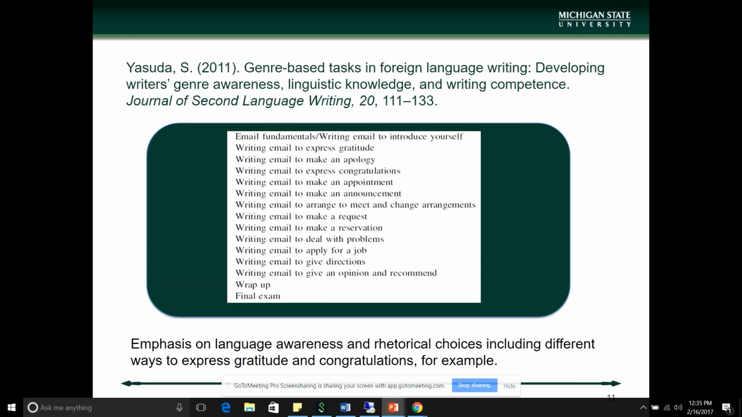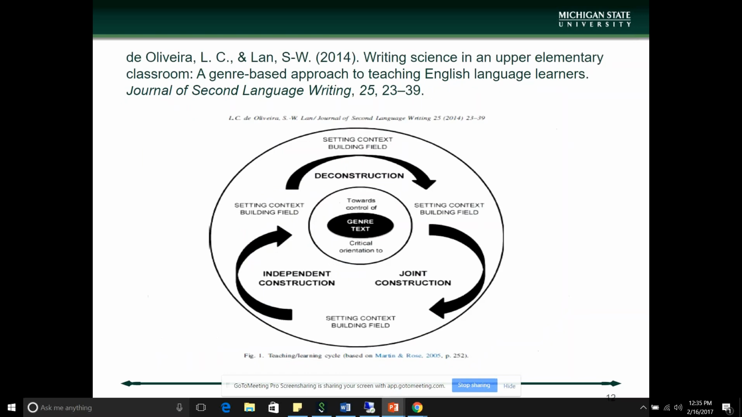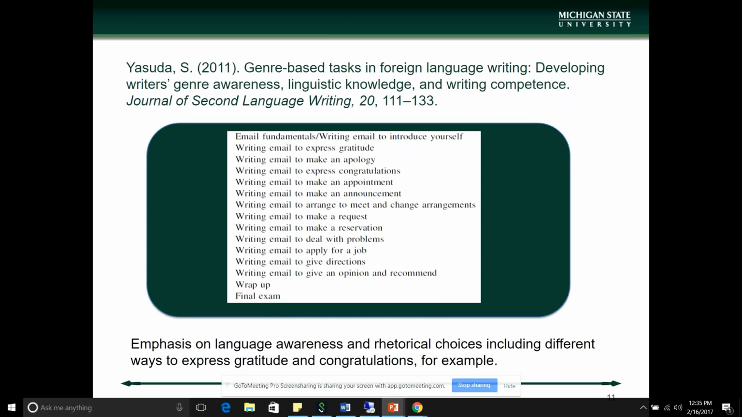So again, she wasn't focused only on what goes into an email if you're writing an apology to someone. Now, she certainly did that, but also really did focus on the language as well. Okay. Is everybody any questions so far?